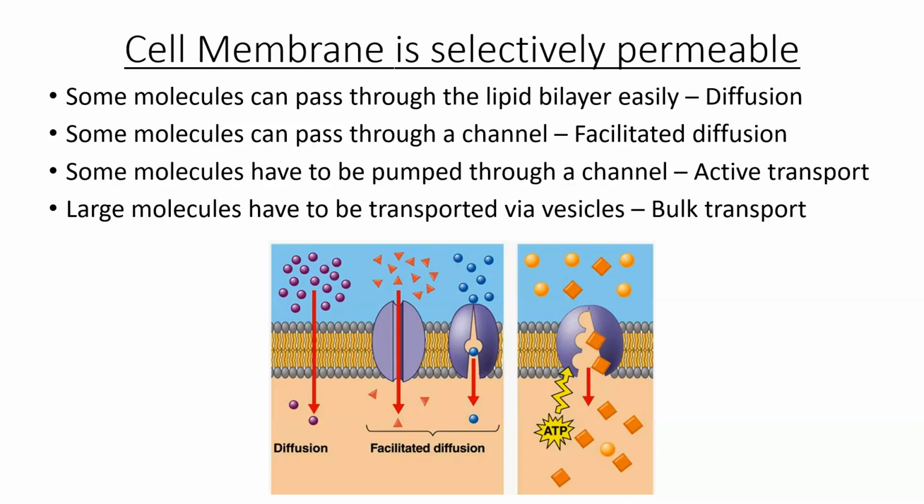The first thing we need to talk about in order to understand transport is this idea of selective permeability. Cell membranes, lipid bilayers, are selectively permeable, and what that means is that they allow some things to come in and some things to go out, but they are not fully permeable. So these membranes allow certain materials to pass, and that's really important.